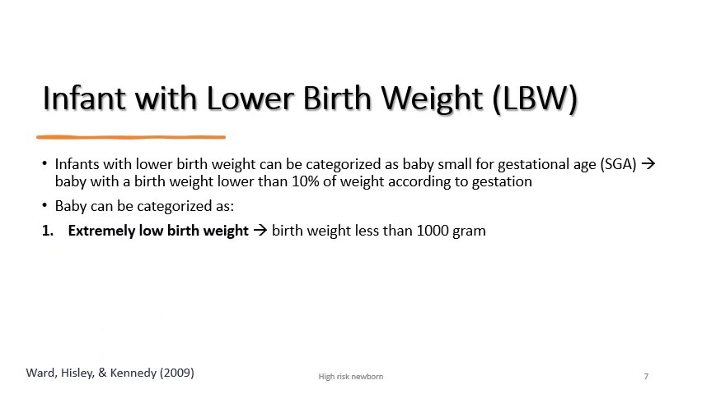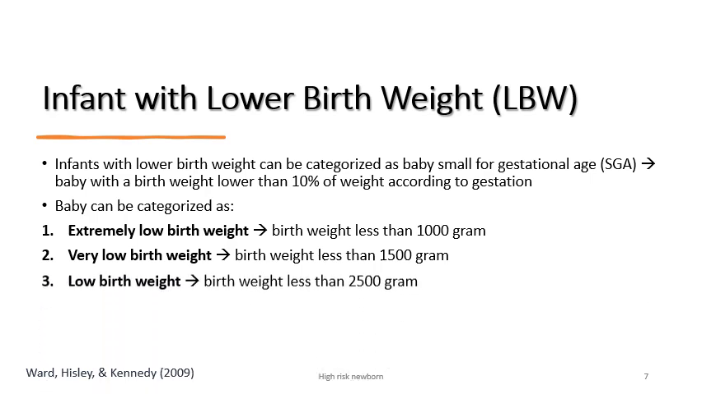And this can also be categorized into extremely low birth weight, where the weight is less than 1,000 grams, then very low birth weight, where the weight is less than 1,500 grams, and then low birth weight, where the baby weighs less than 2,500, because we understand that a normal baby will weigh around 2,500 to 4,000 grams.